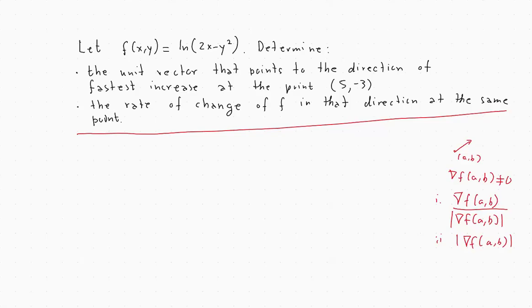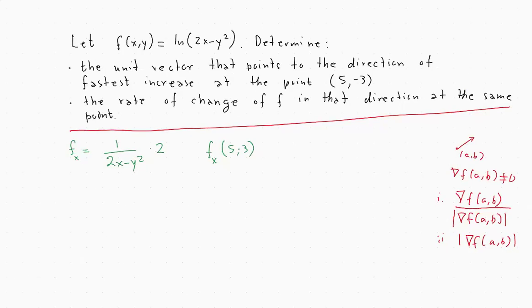So let's do it. Let's find the partial derivatives. Those will be 1 over (2x - y²) times 2. And if we plug in the point that we were given, (5, -3), which has been chosen so that the numbers look nice, we get 10 minus 9, that's 1. So the denominator is 1, and this will be simply equal to 2.